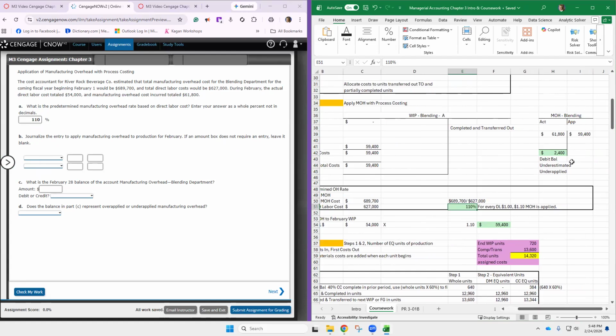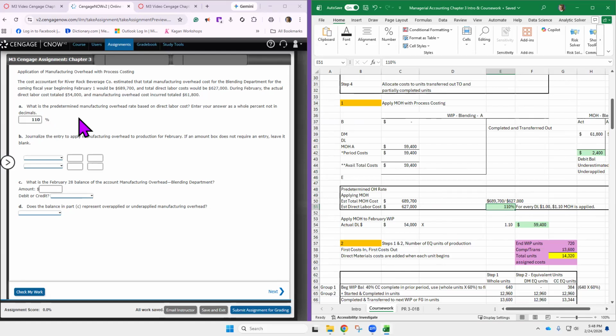So here's an example of one right here. We got the predetermined manufacturing overhead rate. This is saying that whatever direct labor is, this is 110% on top of that. So once again, for every dollar in direct labor, we'll have $1.10 of manufacturing overhead applied. It says journalize the entry to apply manufacturing overhead to production for February.